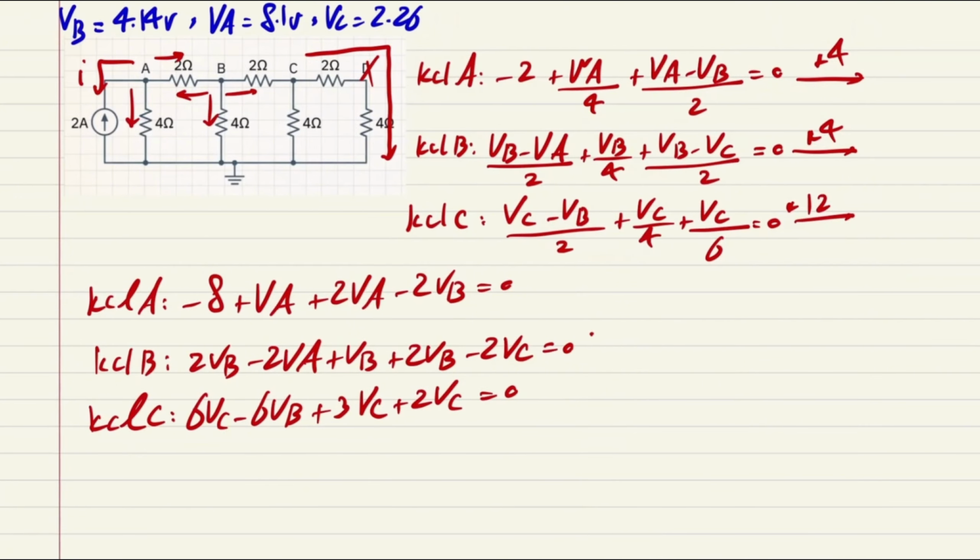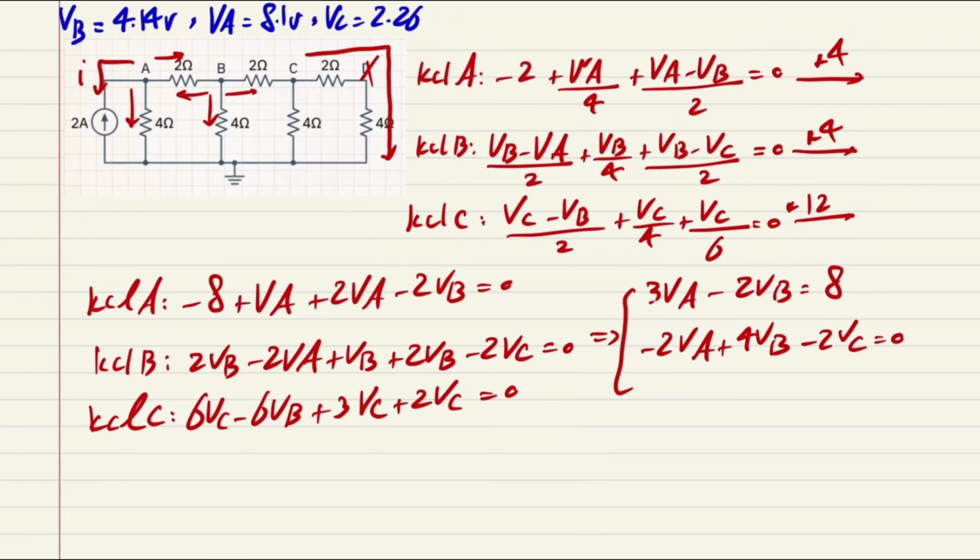So let's again simplify them. I do have 3VA subtracted by 2VB equals 8. For the second one, I do have VB, and negative 2VA. I'm just going to put them in order because I need that. Plus 4VB, and negative 2VC equals 0. For the final one, I do have no VA, just negative 6VB, and plus 11VC equals 0.